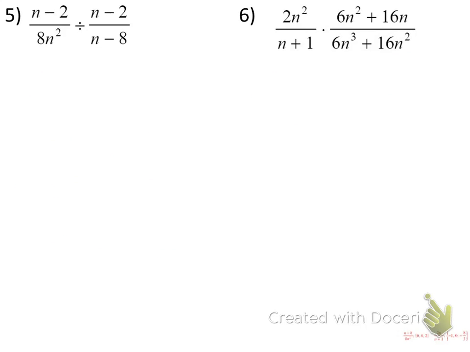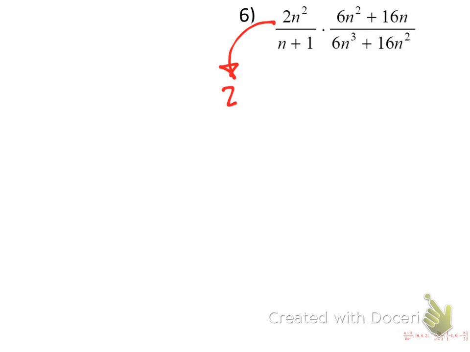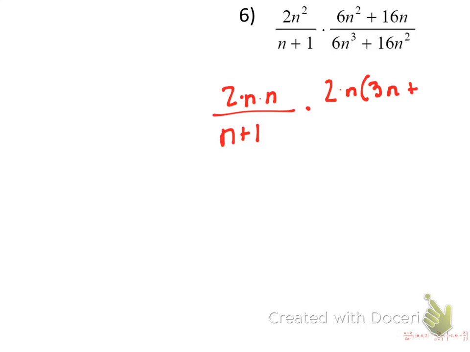Number 6. Here's your hint. Remember, you are factoring each numerator and denominator. This first numerator is going to be 2 times n times n. This first denominator is going to be n plus 1. Then this second numerator, we know that 2 goes into each of these, and n. So 3 times n is going to be 6n squared plus 8. Denominator is going to be 2 times n again times 3n plus 8. Finish it up.